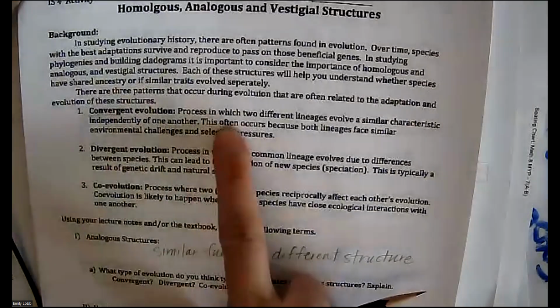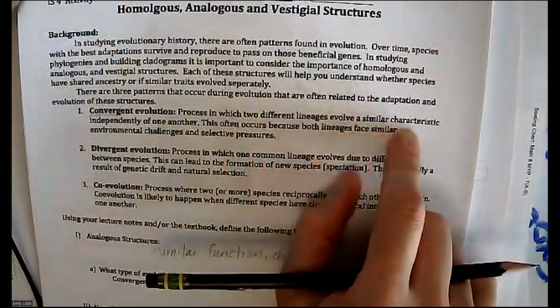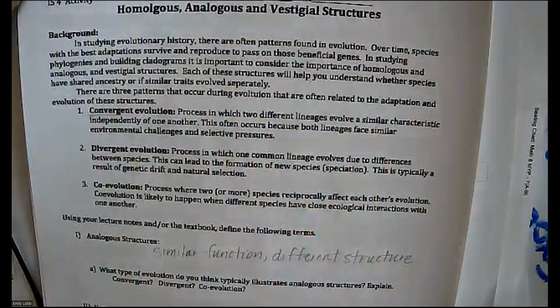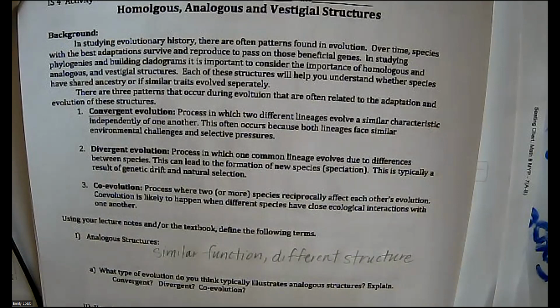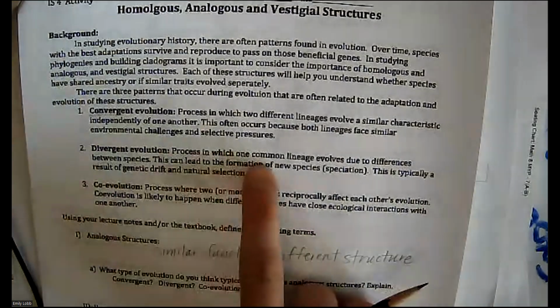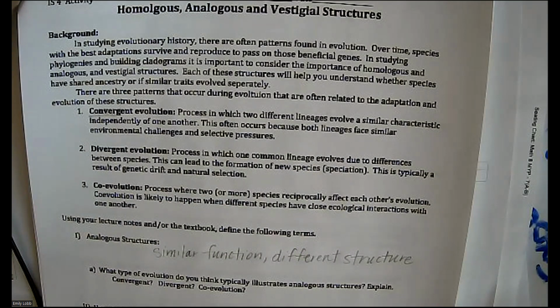So the process in which two different lineages evolve a similar characteristic independently of one another. So this often occurs because both lineages face similar environmental challenges and selective pressures. Divergent evolution is the process in which one common lineage evolves due to differences between species, and that can lead to the formation of new species. It is typically a result of genetic drift and natural selection.